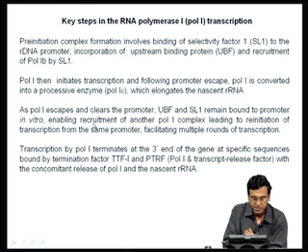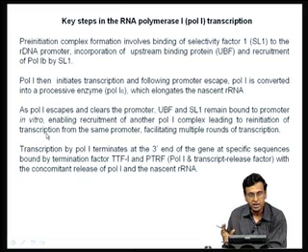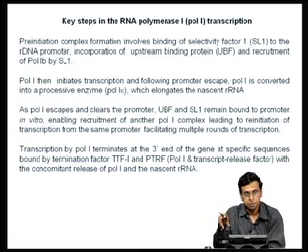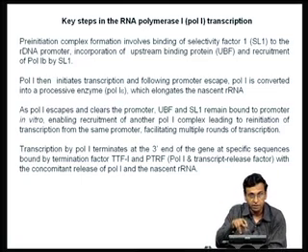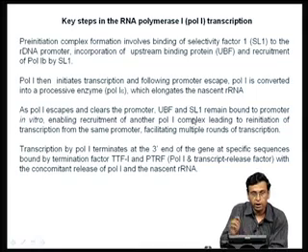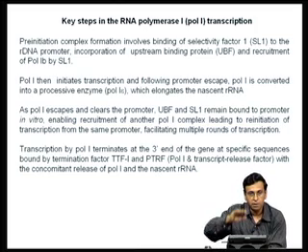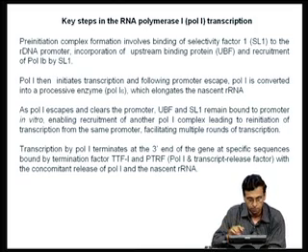And once Pol I escapes and clears the promoter, the UBF and SL1 remain bound to the promoter in vitro. Therefore, it can recruit one more molecule of Pol I and initiate another round of transcription. In fact, because of this, the same UBF and SL1 can initiate multiple rounds of transcription, and therefore multiple RNA polymerases can start transcribing the rRNA gene.